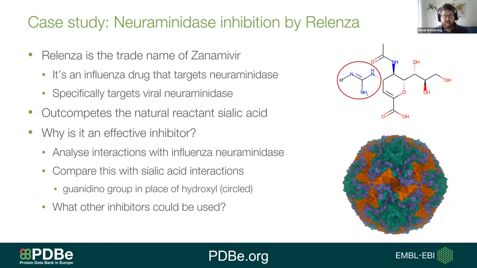So in this kind of case study, I want to look at how we can analyze why this might be an effective inhibitor, looking at the interactions with the influenza neuraminidase protein, and comparing this with the interactions with the natural reactant sialic acid, and why this differs depending on the two. And then also to look at where we could go further if we wanted to understand more about designing new drugs or changing the way that we target this protein.